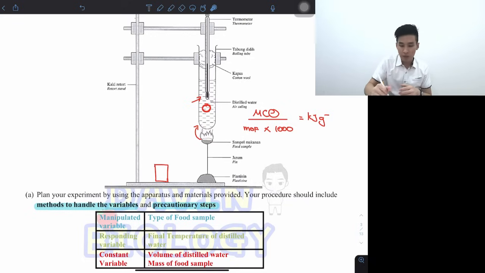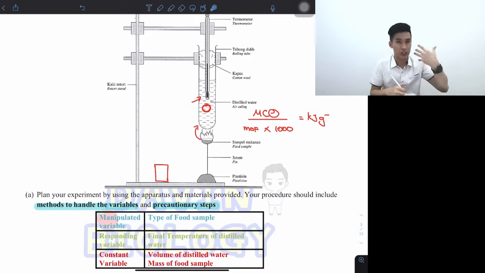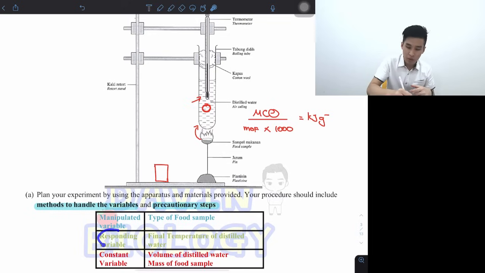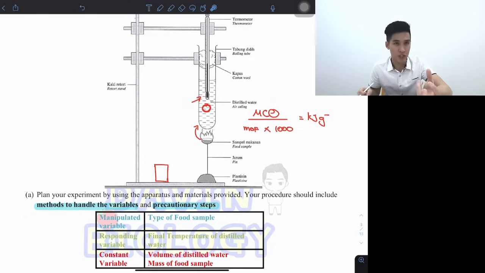Okay, the responding variable of the experiment. So don't say energy value of food, say the final temperature of distilled water. Because remember, responding variable is what do you record at the end of the experiment? What do you get at the end of the experiment? So I get the final temperature. So that is the thing. And constant, there's a few. You can say volume of distilled water and also mass of food sample.